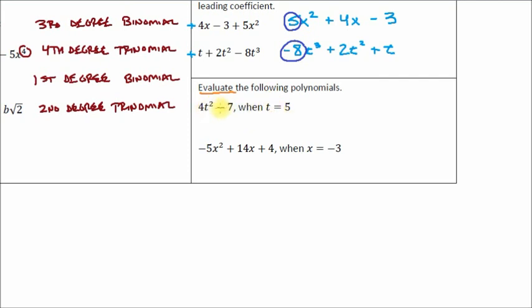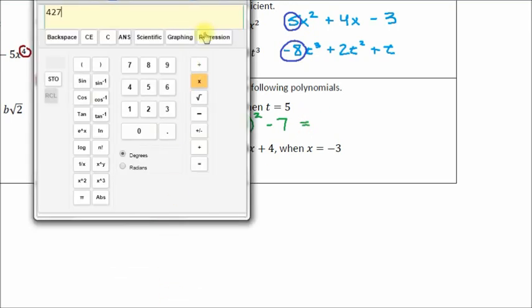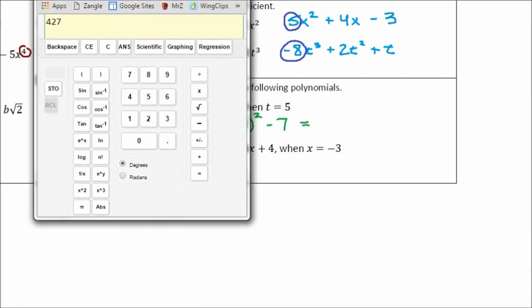So 4t squared minus 7, evaluate that binomial when t equals 5. So all you do is you just rewrite the binomial, but every time you find a t, you just change it to 5. Now remember, class, always, always in parentheses. And why do we do that? Because it makes putting it in your calculator really easy.